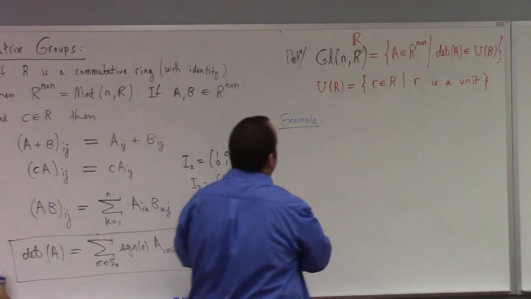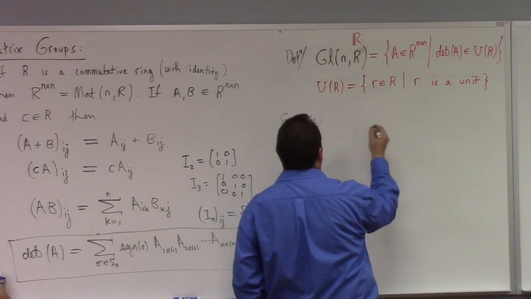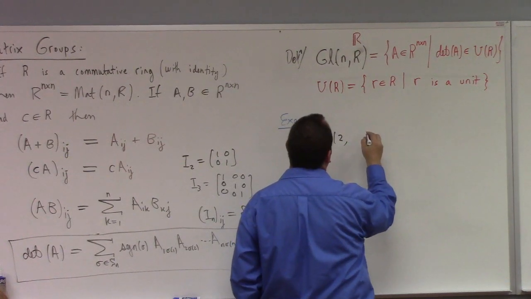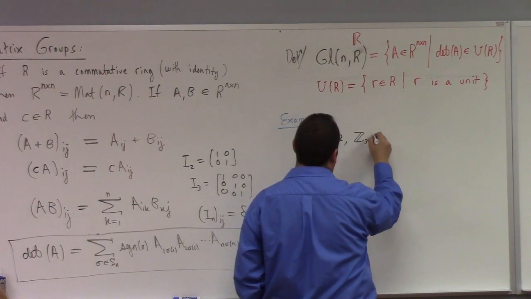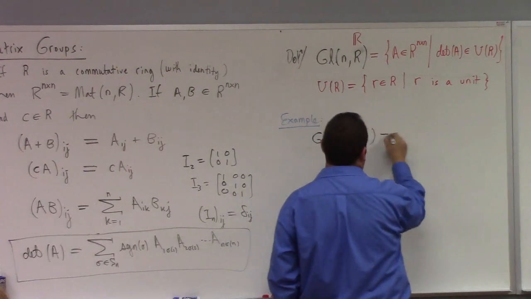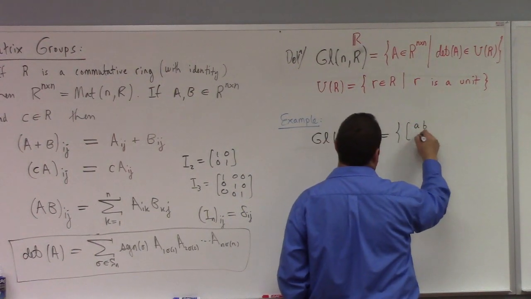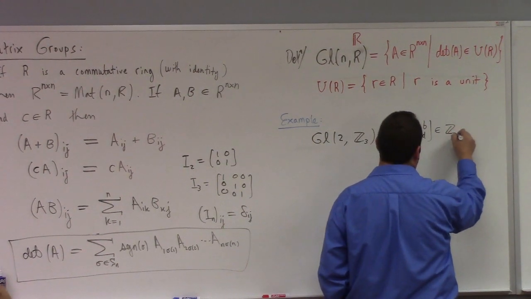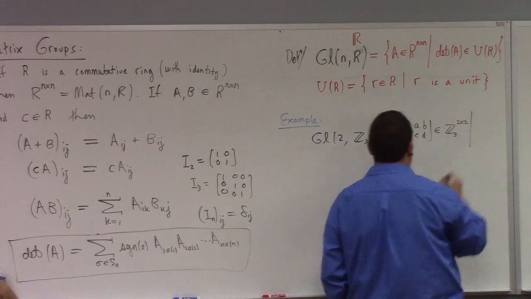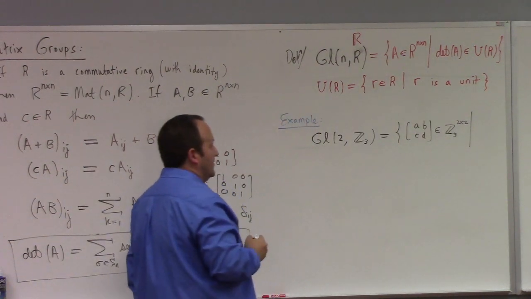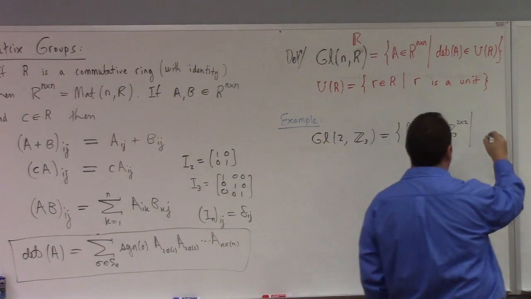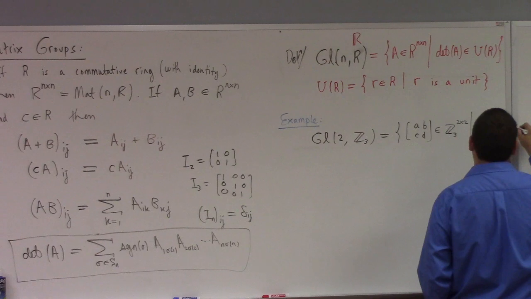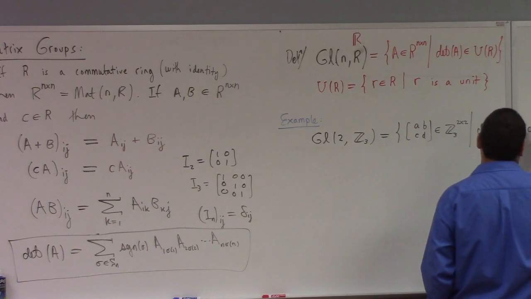All right, so let's look at something a little bit more concrete here. How about GL2 of Z3? What would this be? This would be things like A, B, C, D, right? In Z3, 2 by 2, such that what? We need that the determinant is where? The determinant of AD minus BC.